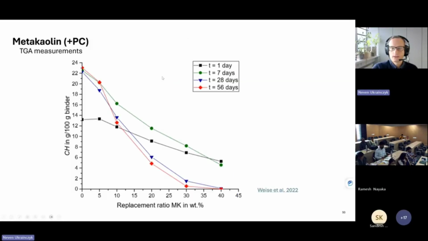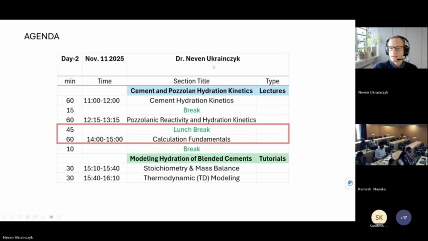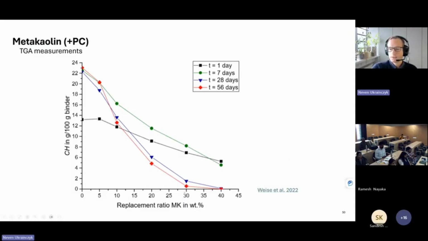So this was mostly experimental now, but later we can do the calculation. I will show you how you can calculate stoichiometrically how much SCM or pozzolan you should put, for example metakaolin. How much SCM you should put to fully consume portlandite. That will be a calculation exercise.